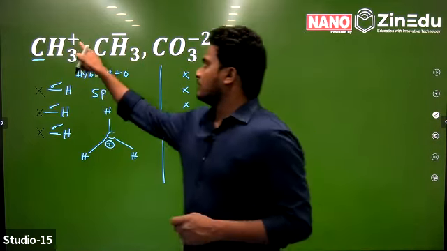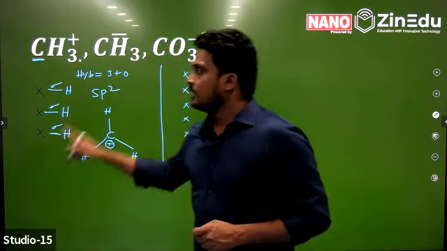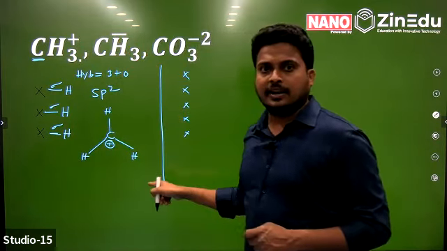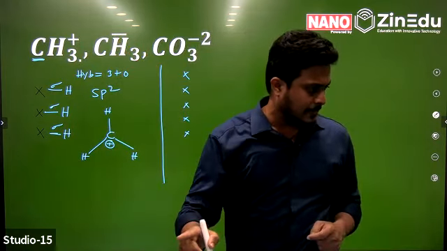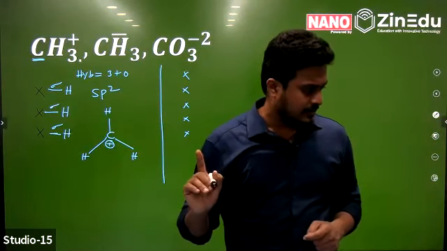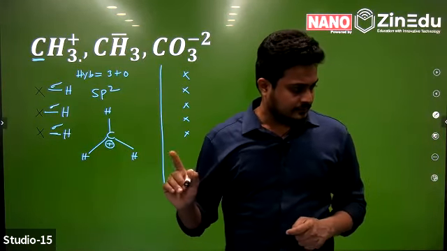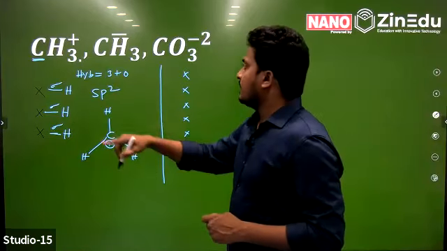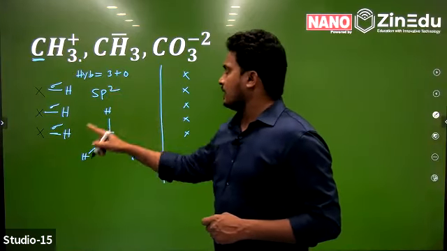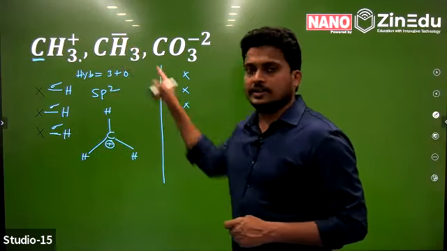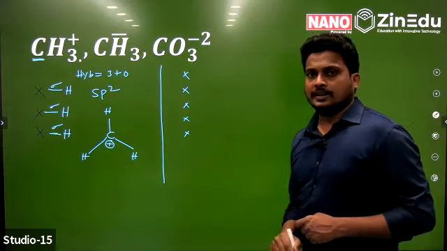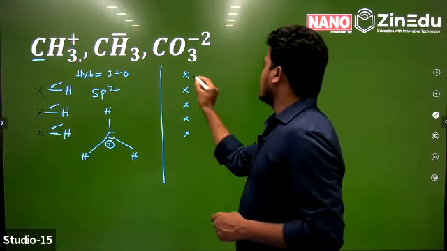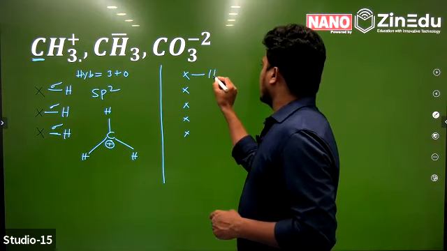If you have a positive charge, remove one electron. If you have a negative charge, add one electron. Is this clear? This is the most important one. If positive charge, remove 1 electron. If negative charge, add 1 electron.